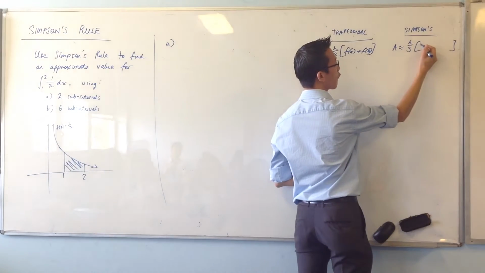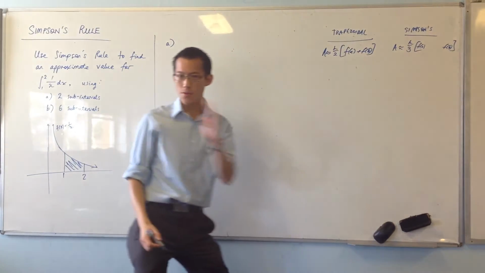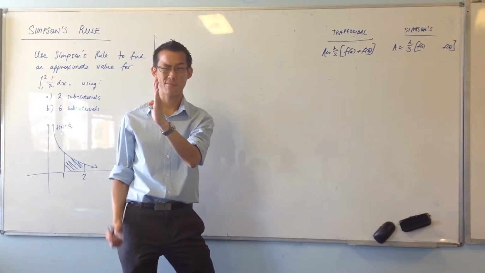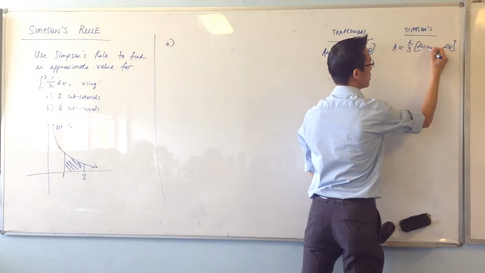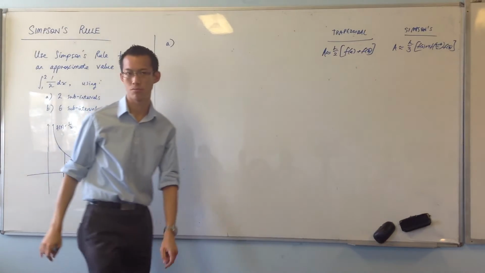So you've got the first and the last, just like before, right? And then you've got the midpoint. How many of the midpoint do we have? 4, right. So 4 times f of a plus b on 2, okay?